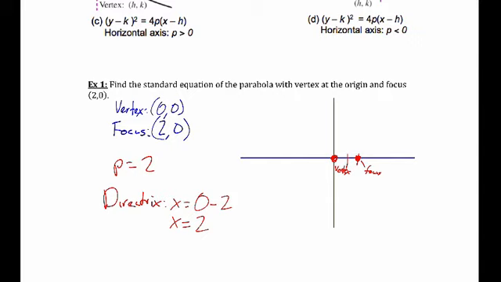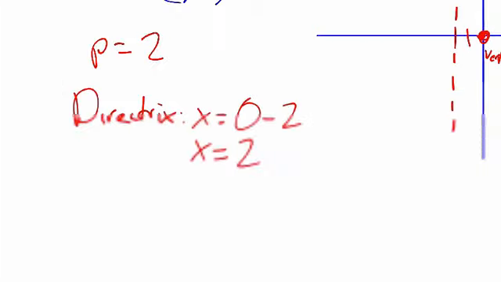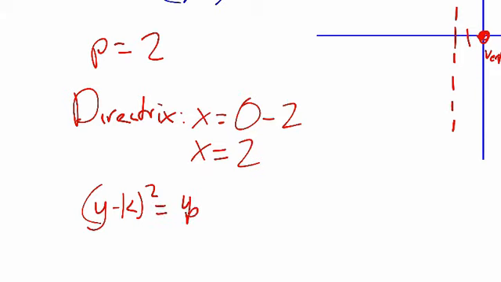Now for the directrix, since it's not really part of the graph, what I'm going to have us do is draw a dashed line at x equals negative 2. So this is not an actual part of the graph, it's just kind of a reference point to help us figure out the graph. Now the rest of this, I am going to have us come up with an equation for this, and to do so, we're going to use the equation y minus k squared, because we have a horizontal axis, equals 4p times x minus h.